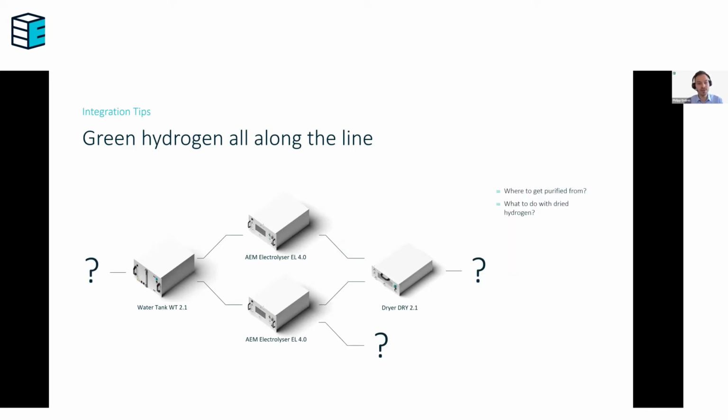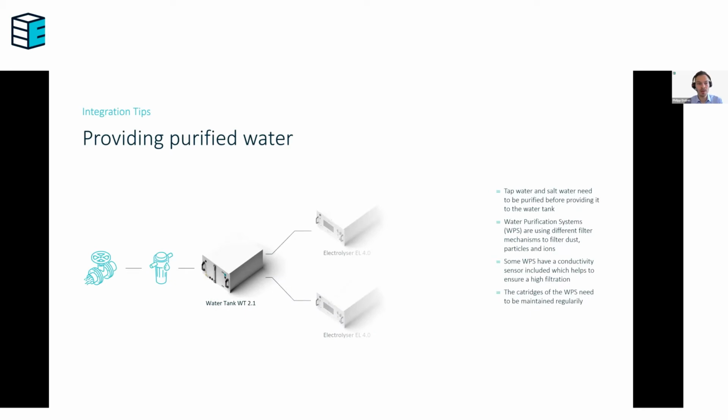But now the question is, okay, what is before and after those devices? So where is the purified water coming from? And what to do with dried hydrogen or with the hydrogen that comes out of the electrolyzers? So let's start on the left side. So we already talked a little bit about purified water. Also, there were some questions in the chat.